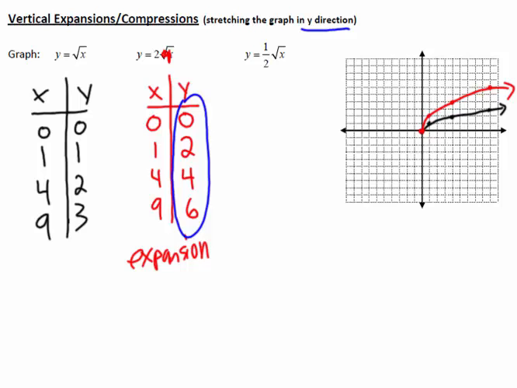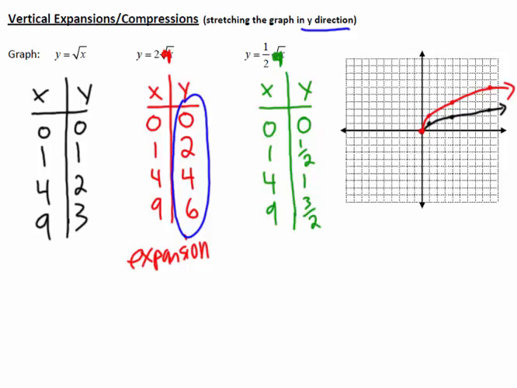Well, let's try it one more time. If we put a fraction in, if we put 1/2, use the same x coordinates and solve these values. 0 stays the same. We put 1 in here. Square root of 1 is 1. That's going to put us at 1/2. If we put 4 in here, square root of 4 is 2. Times 1/2 is 1. And if we put 9 in here, we get 3. Half of that is, and we'll just use it as an improper fraction, 3/2.